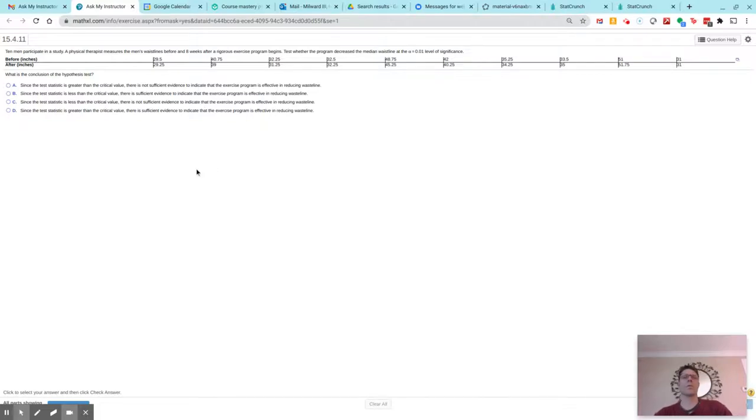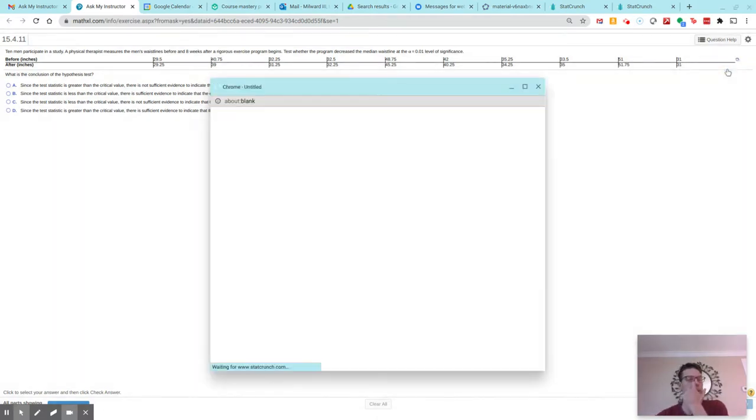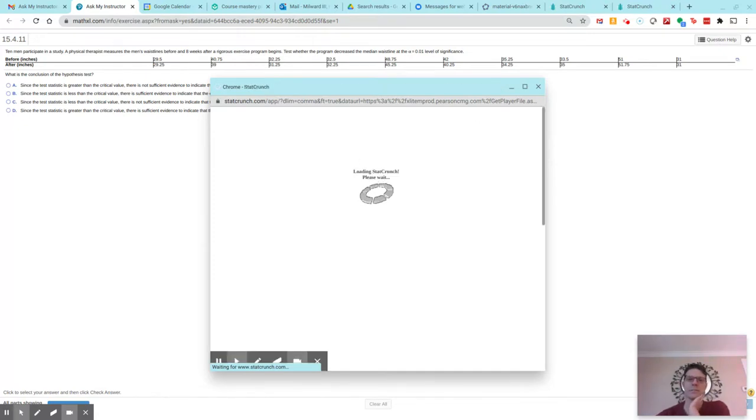Okay, this is number 4 on section 15.4. We've got 10 men there. They participate in an exercise program and they measure their waistlines before and after. And they want to see if the waistline, the median waistline, decreases at a level of 0.01 significance, right? 1% significance. So we're just going to load this data up into StatCrunch and go to non-parametric statistics.